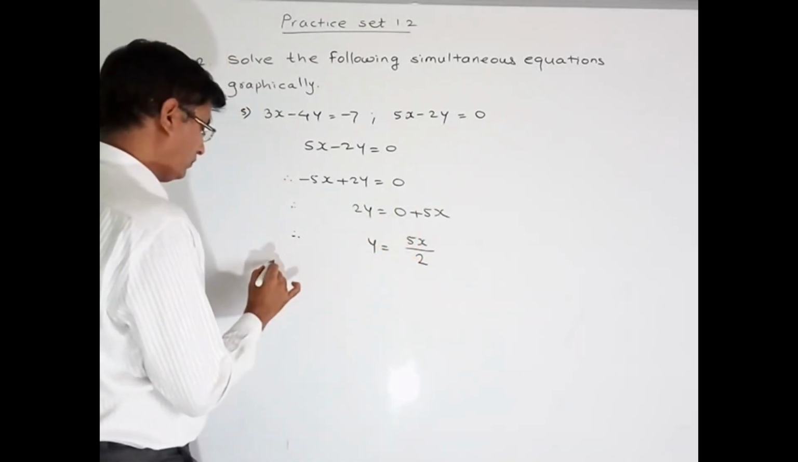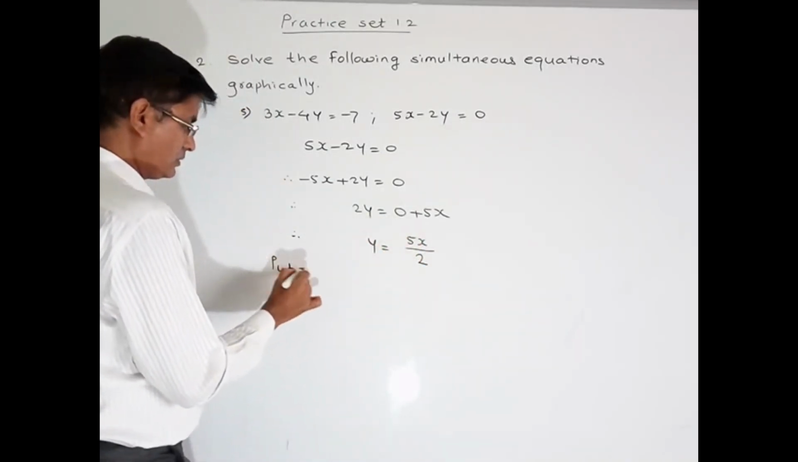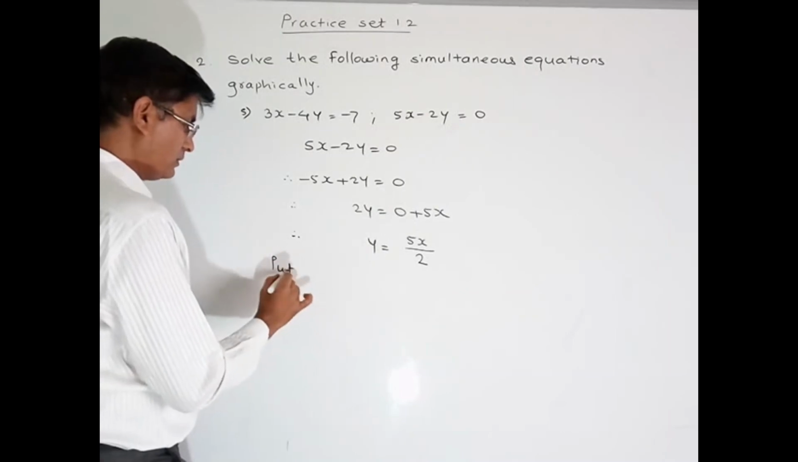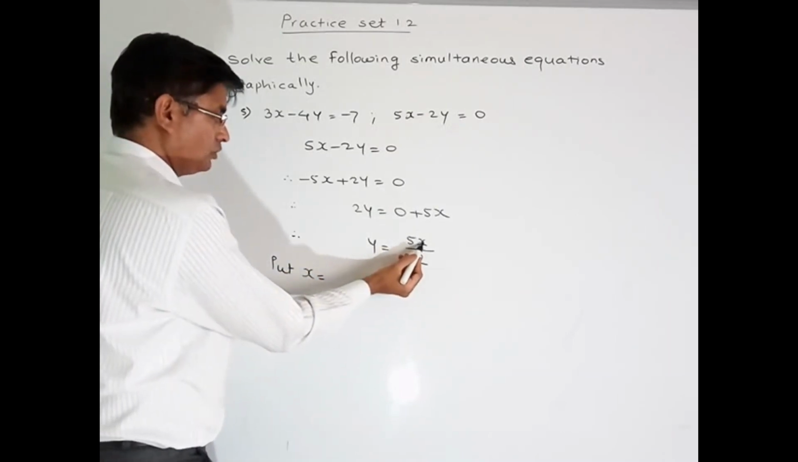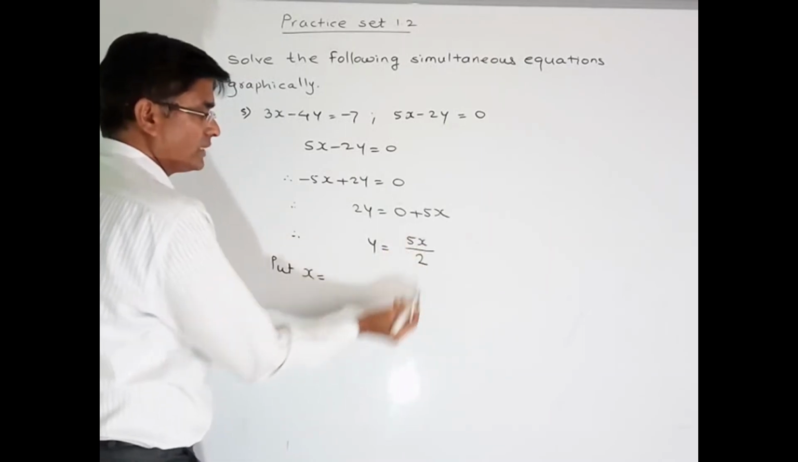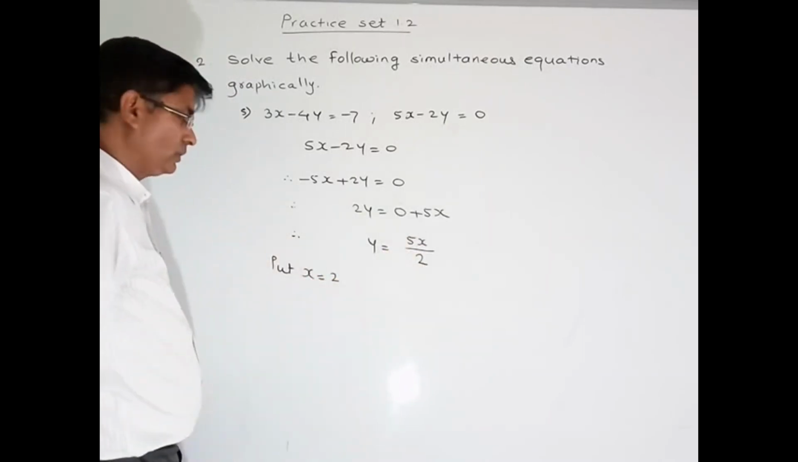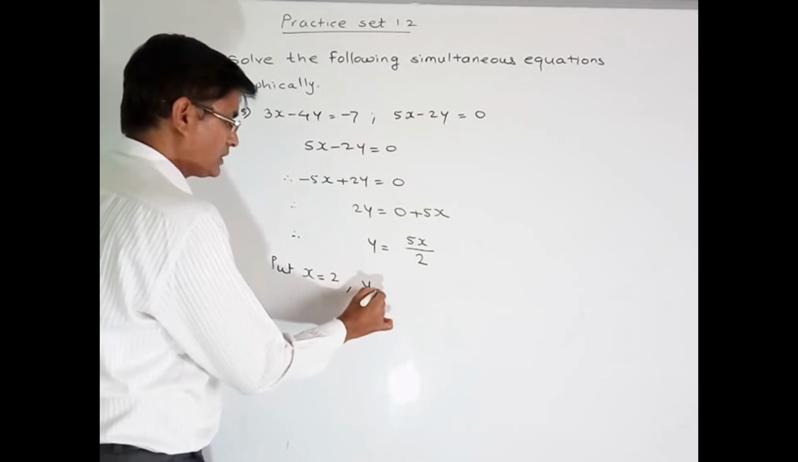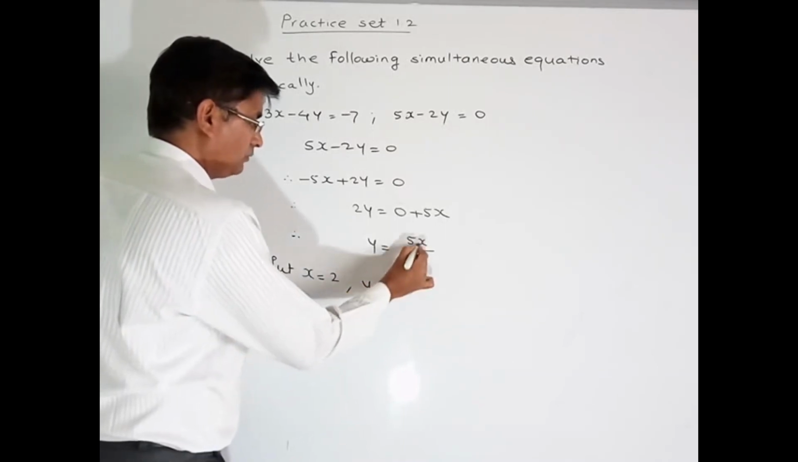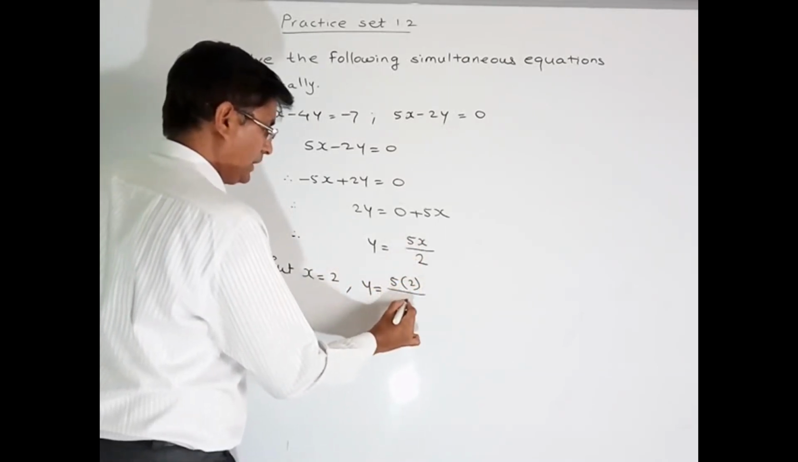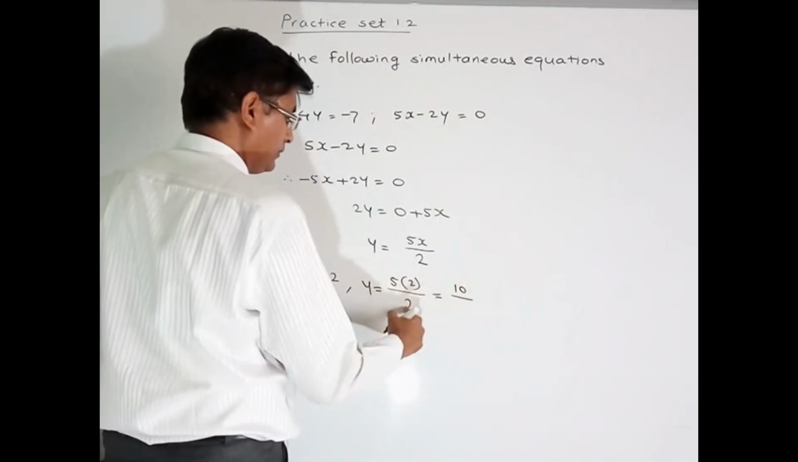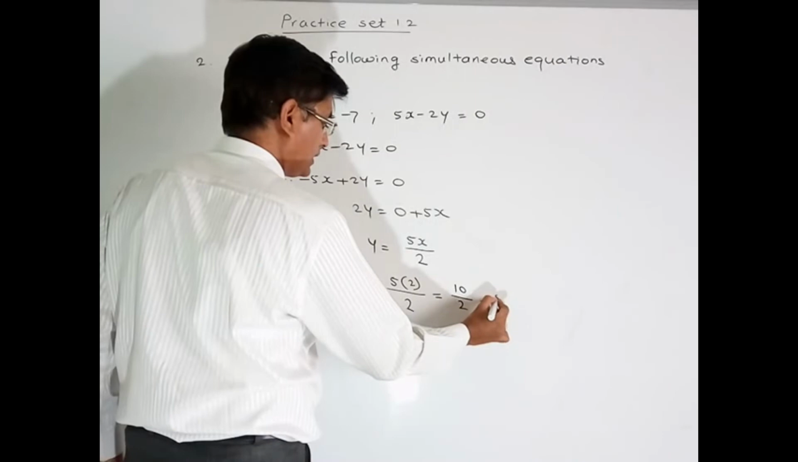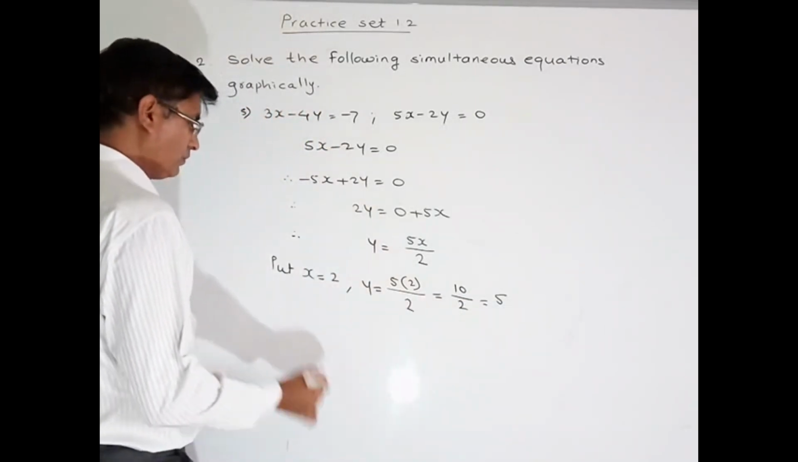Now we will take values of x to get the answer. Put x is equal to, I will take 2. Therefore y is equal to 5, value of x is 2, divided by 2. 5 twos are 10, 10 divided by 2, 5. So value of y is 5.